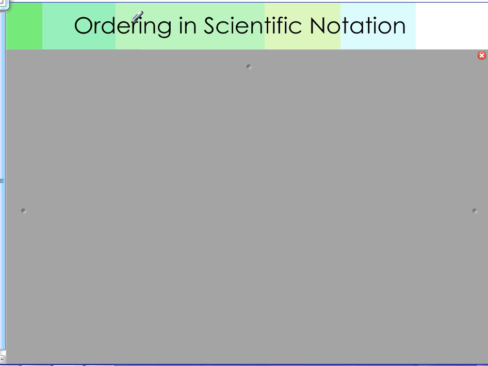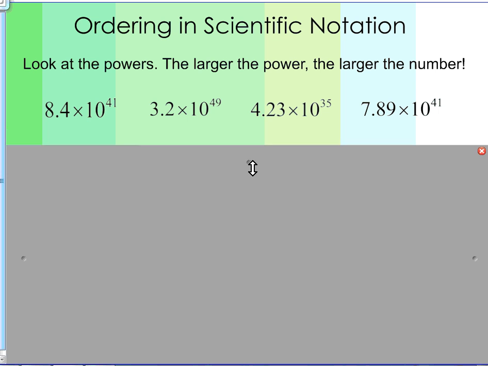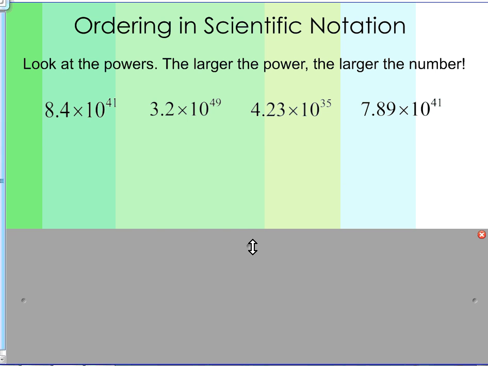Okay, so going along with the same idea of scientific notation, when we're working with scientific notation, they're often going to ask you to order scientific notation, usually from smallest to largest, but make sure you always read the directions to make sure it's not largest to smallest. In order to do that, we look at the powers first. The larger the power, the larger the number. Makes sense.